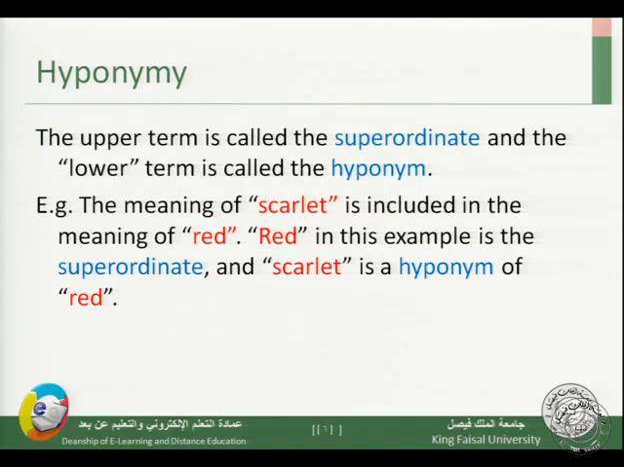The other term here is called the superordinate. So the term that includes the other terms is called the superordinate, and the lower term, the term that is included, like cows within animals, is called a hyponym. So these are terms we use to talk about these two terms, the upper term and the lower term. So here we have an example. The meaning of scarlet, this is the color scarlet, is included in the meaning of red. So we say that red in this example is the superordinate because it includes the meaning of scarlet, and scarlet here is called a hyponym of red.